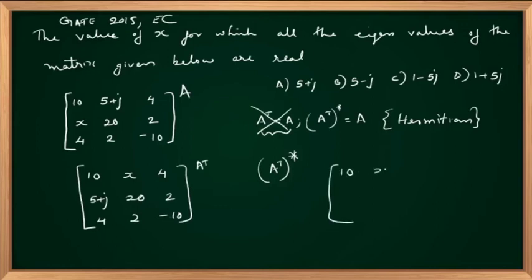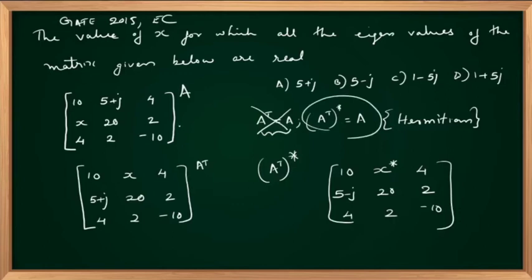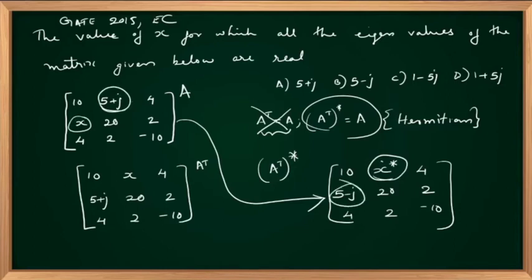x, I don't know whether it is a real or complex number, so I'll just write x conjugate. The real numbers I'll write the same. 5 plus j, if I take the conjugate, will be 5 minus j. 20 remains the same, 2 remains the same. Now this is A transpose whole conjugate. My requirement is that A transpose whole conjugate must be equal to A, which means this matrix must be equal to this matrix. So x conjugate should be equal to 5 plus j, or x should be equal to 5 minus j. Correct? h should be equal to 5 minus j.